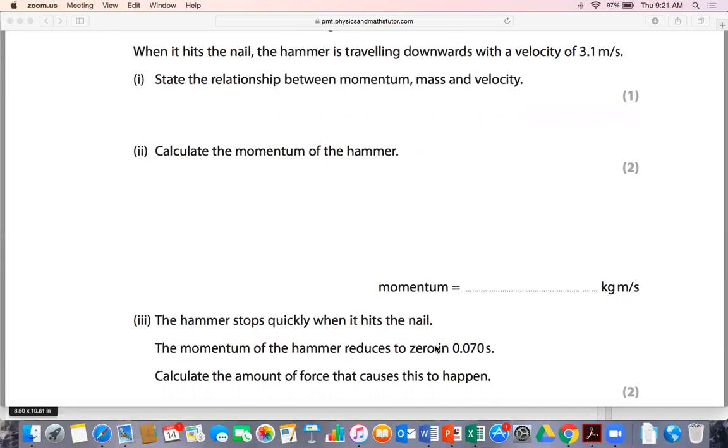Can? Yes, sure. Teacher, 1.55 divided by 0.7, right? 0.07. There's 0.07 seconds.